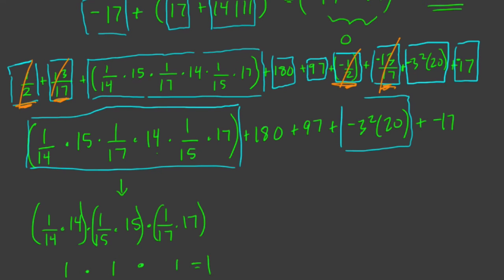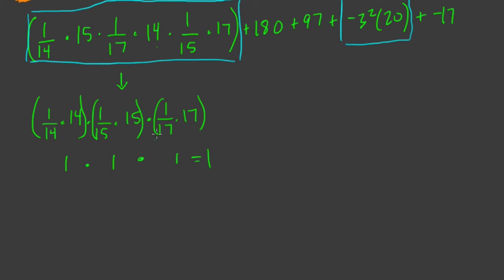It might seem tedious, but necessary, especially when you're beginning. So this whole term is 1 plus 180 plus 97, and I want to evaluate this term now. So we have negative 3 squared times 20. 3 squared is 9 times 20, and it's negative 9 because here you're subtracting 3 squared. So remember that. You're subtracting 3 squared. So whatever 3 squared is, you're subtracting it. Since 3 squared is 9, we're subtracting 9. So it's really negative 9 times 20, or 180.